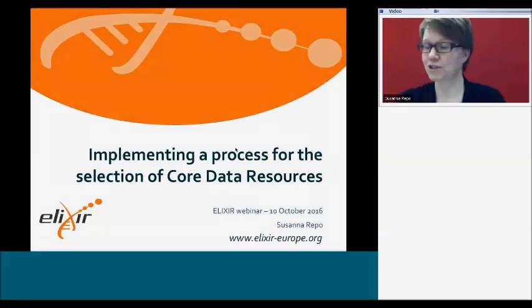So as mentioned in the beginning, Work Package 3, the data platform, delivered the indicators and a process overview of how the core data resources should be selected. And the heads of nodes at the June meeting decided that this process needs to be tested.